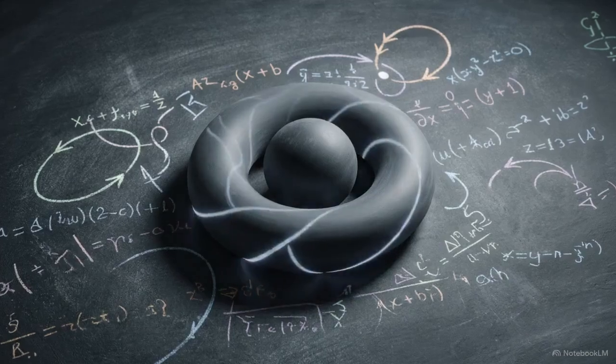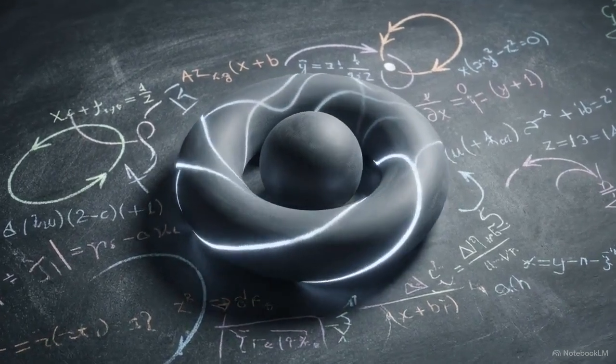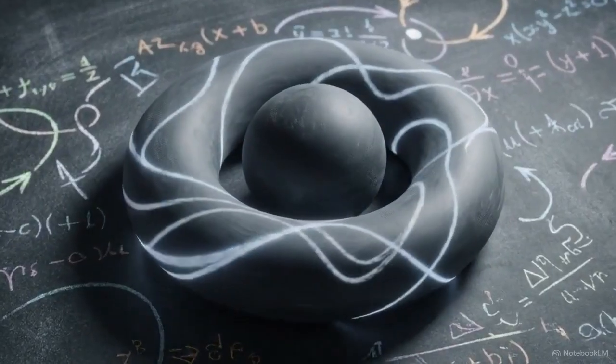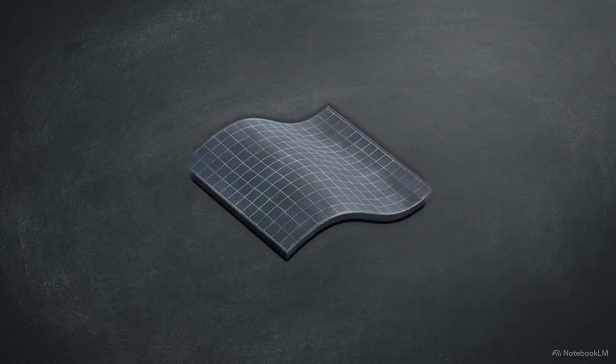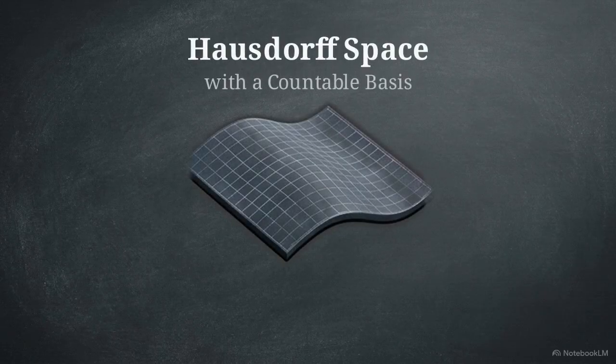Can we completely classify surfaces just by studying loops on them? From spheres to tori, topology gives a powerful algebraic answer. To understand how, we first have to define what a standard mathematical surface actually is.